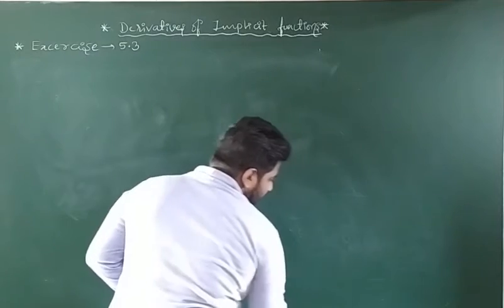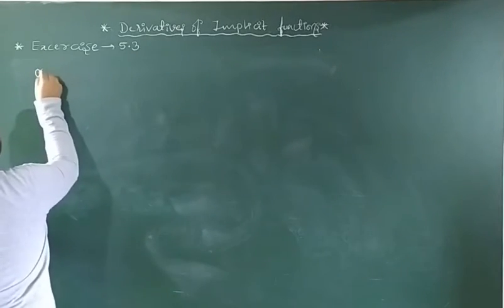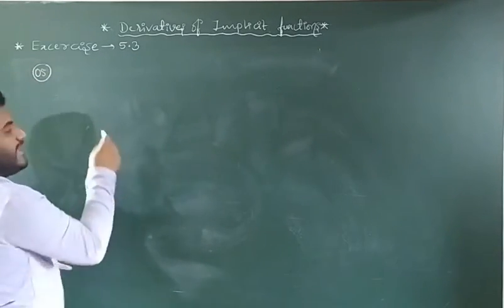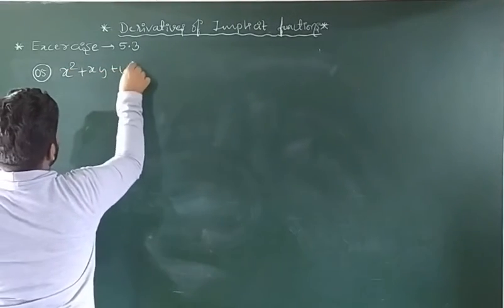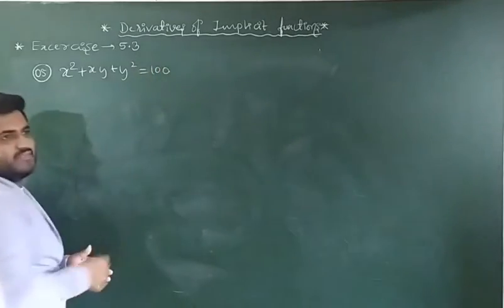Next problem is problem number 5. Nothing but x square plus xy plus y square is equal to 100. So this is our problem.